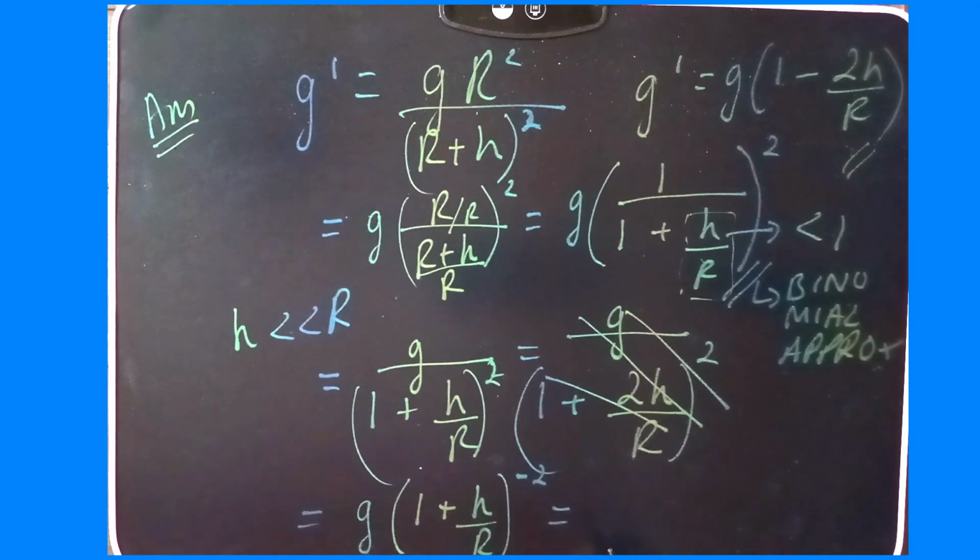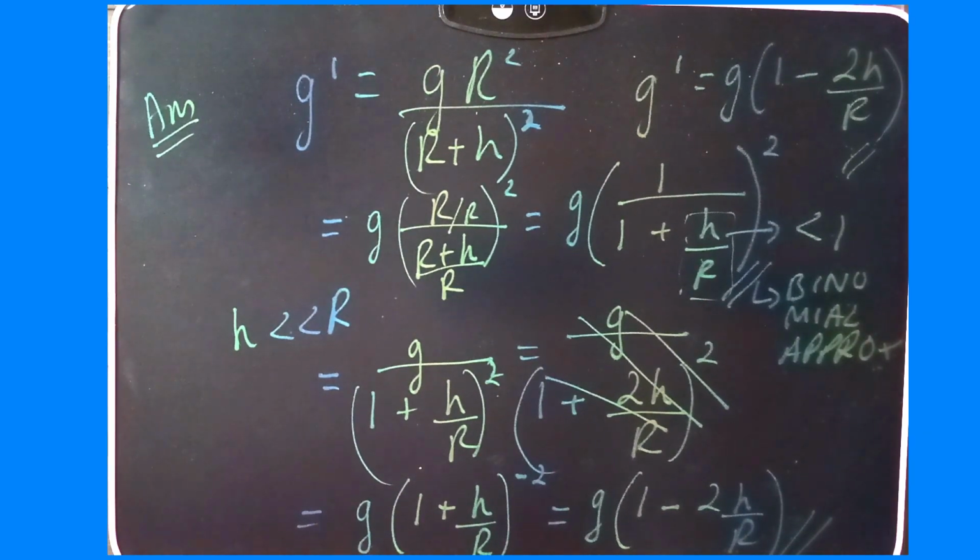Now it is given h is very less than R. So then you'll get g (1 plus (minus 2) times x), where x is h by R. So you'll get g (1 minus 2h by R). So you have solved it. So we'll take another problem. Let us take another problem.